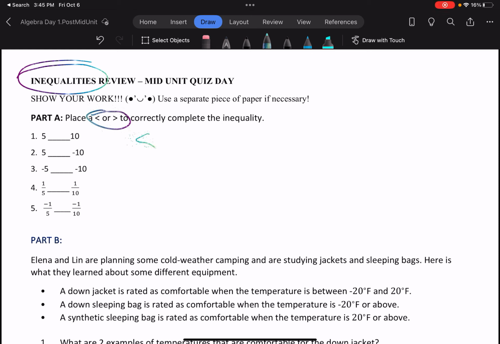So this one is your less than sign, this one is your greater than sign. 5 is less than 10, and you read it from left to right. 5 is greater than negative 10. Negative 5 and negative 10.